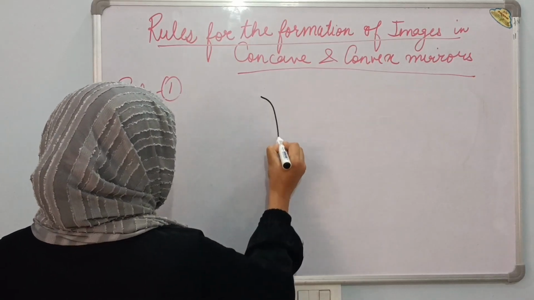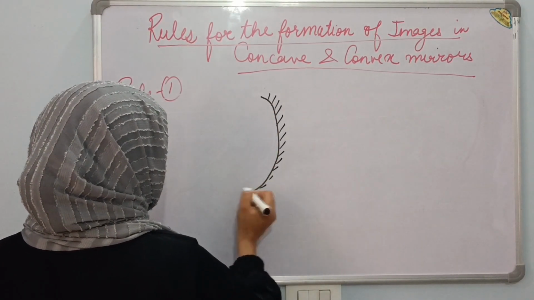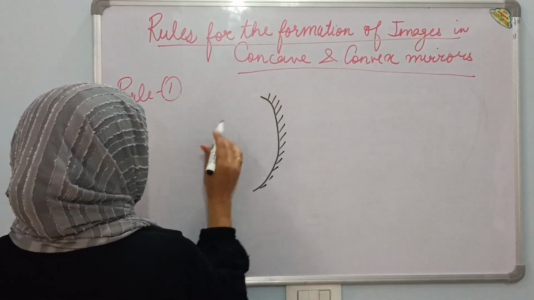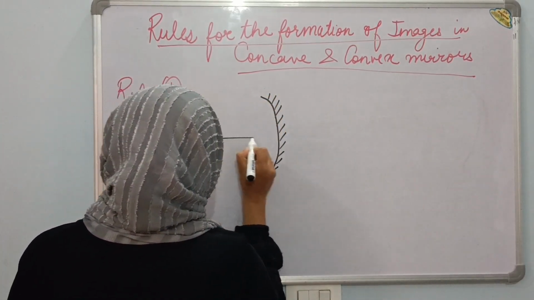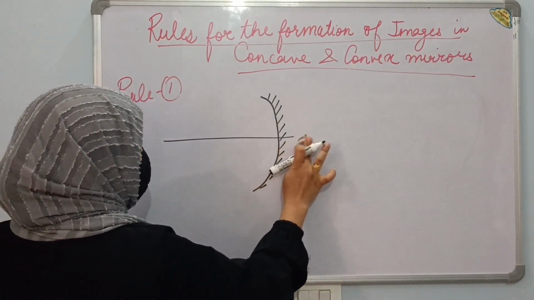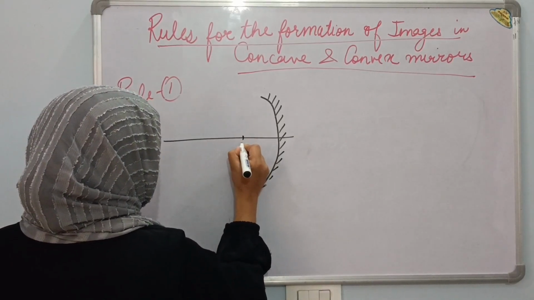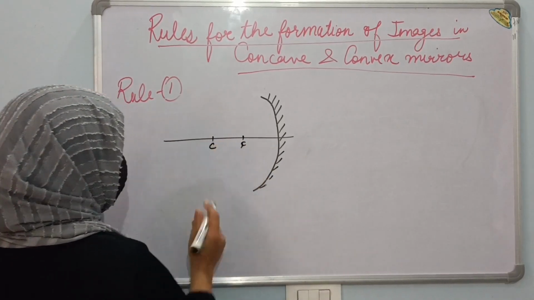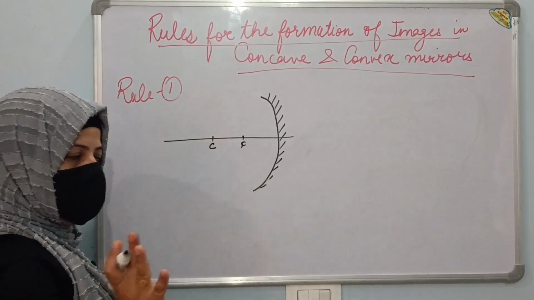Okay, so we all know this is a concave mirror, and this part, the inner surface, is the reflecting surface. We'll draw the principal axis here. You don't even need to write it, we all know this is the principal axis. So we'll locate the points first, focus and center of curvature. Always the first thing you have to do is locate the focus and center of curvature of the mirror.